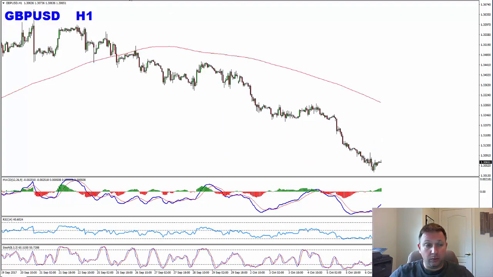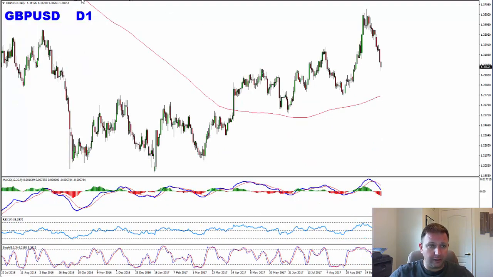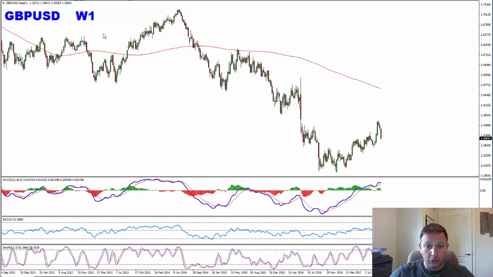The next pair we have is the pound dollar. The pound dollar is currently remaining bearish, and I want to remind you where from. For the long term, I still expect this.